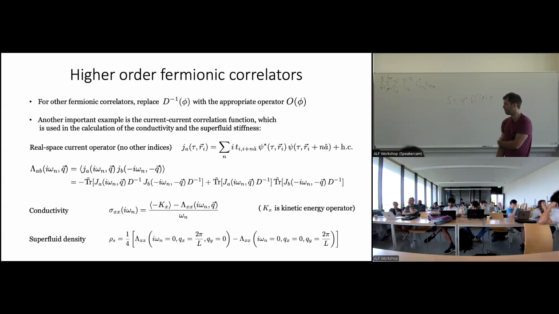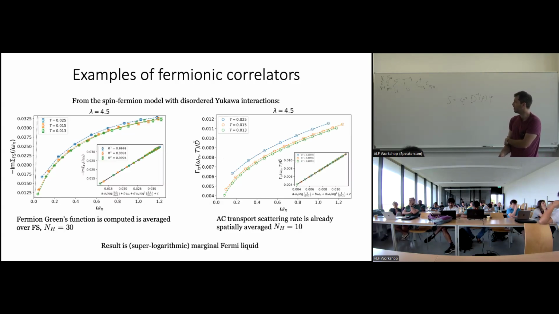Okay. So these are some examples of higher order fermionic correlation functions, which we want to compute. And yeah, so we computed these. So I'll show some examples of these fermionic correlation functions. The example that I'm drawing on is our application of this to the spin fermion model with fully disordered Yukawa interactions.